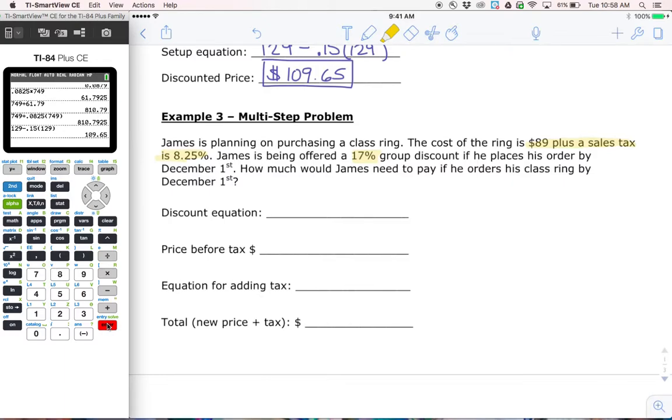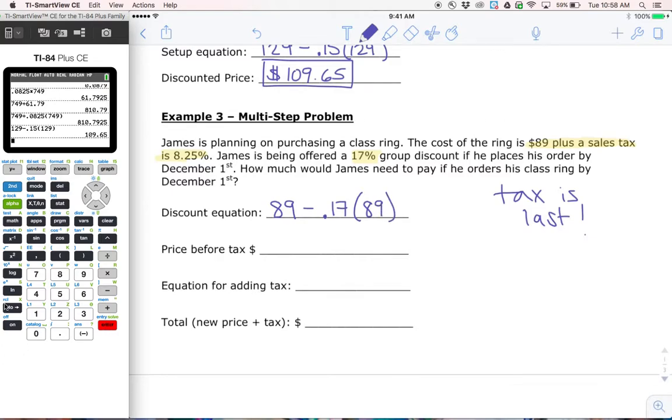Guys, in other words, they're saying you're going to buy a ring, you get a discount, and you have to pay tax, right? Often we have both of these at the same time. So let's understand that tax is last. We always pay tax last. So first we have to calculate the discount. Well, it's an $89 ring. I'm getting it at a discount, so I'm subtracting. How much? Well, it's going to be 17% of the price. So we're going to say 0.17 of the $89 price.